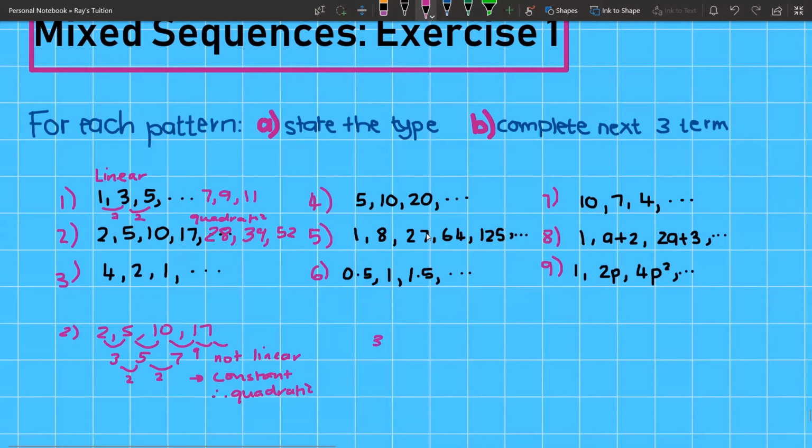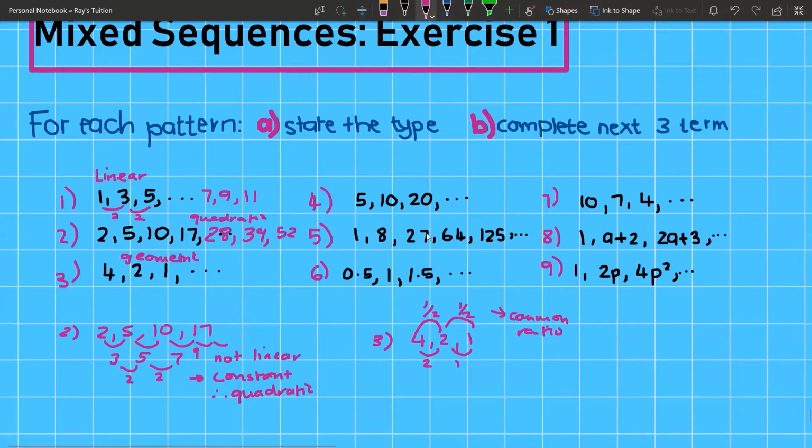So I'll write the question here. So it's 4, 2, 1. Now if we look at the first differences, we get 2 and 1. So there's no common first difference and there's not enough terms to see the second difference. But what we can notice is that when we divide, so 2 divided by 4, we get a half, and 1 divided by 2, we get a half. So it has a common ratio. And if it has a common ratio, then it is a geometric pattern.